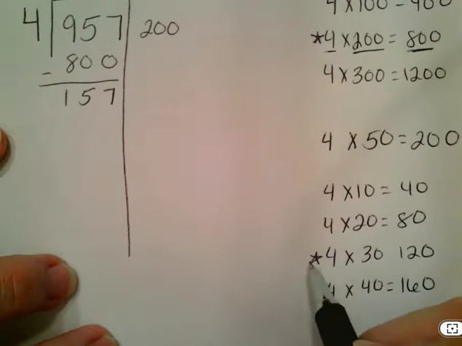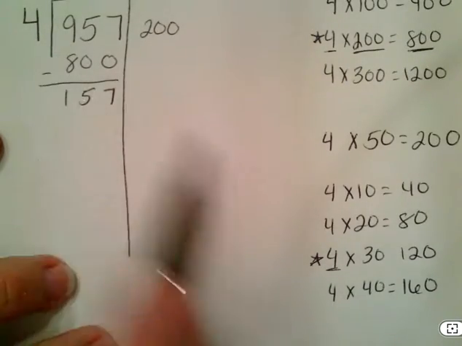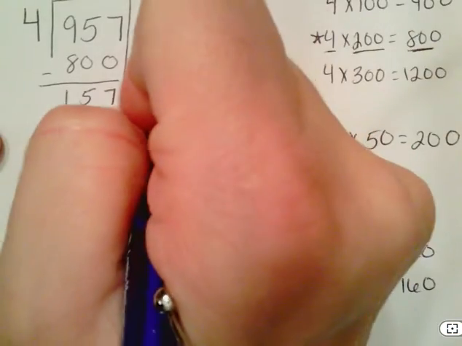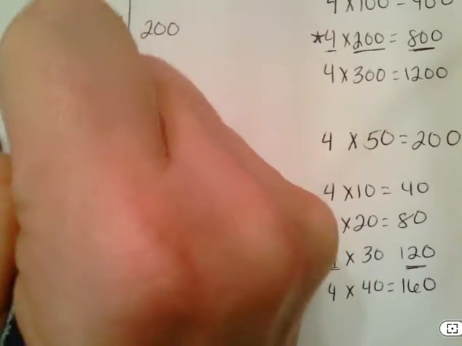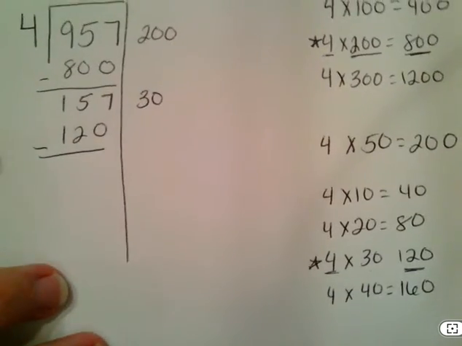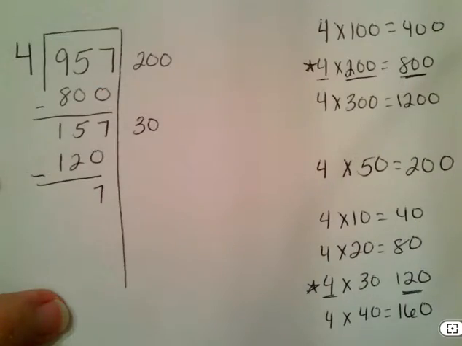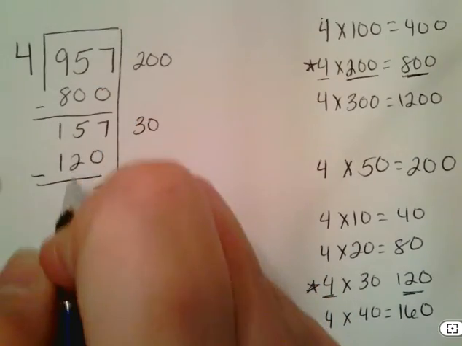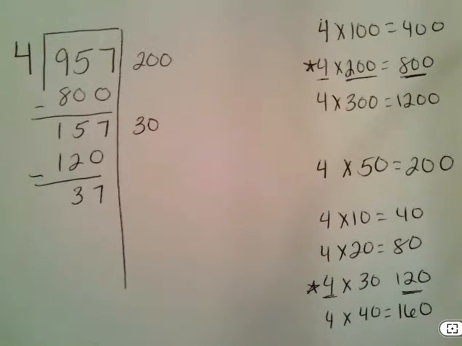So I have officially gotten a little bit too big with my 4 times 40 is 160. So I know I'm going to use this guy right here. Now my 4 is already there. Now my 30 I need to remember to go ahead and write. And then my 120, I'm going to write 120 right there. And I am going to go ahead and subtract it. So I have 157 minus 120. 7 minus 0 is 7, 5 minus 2 is 3, 1 minus 1 is 0. All right, so now I have 37 left.